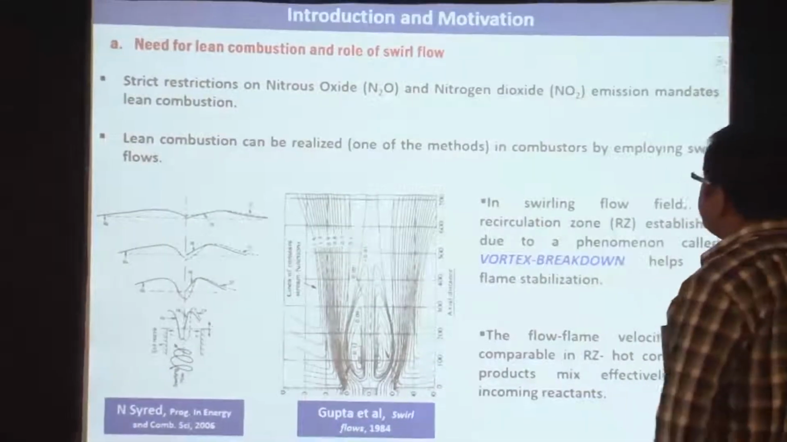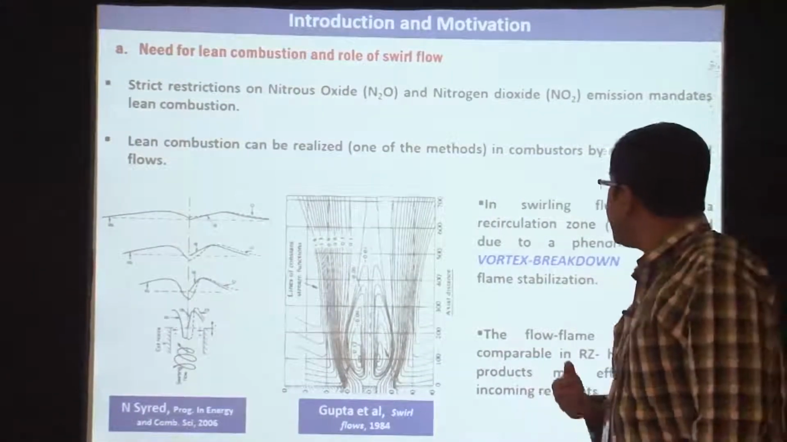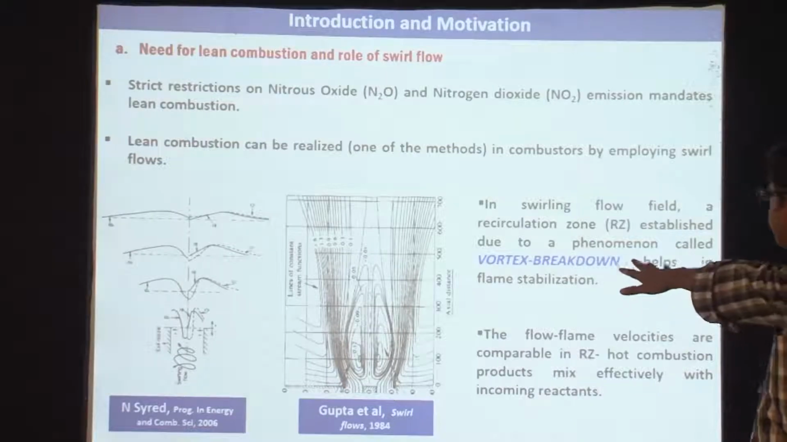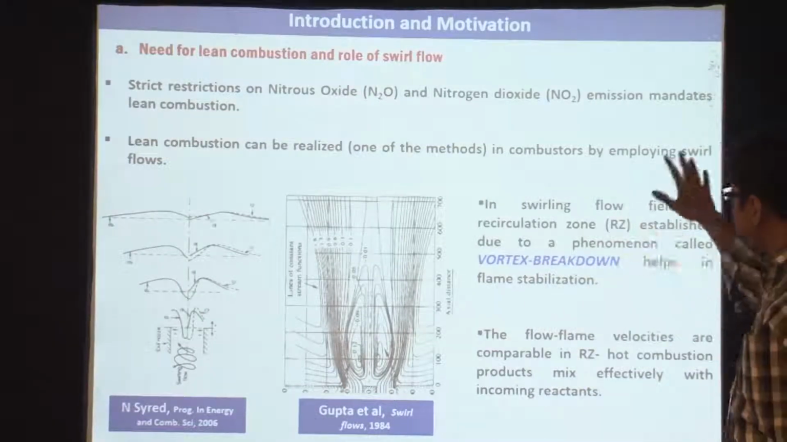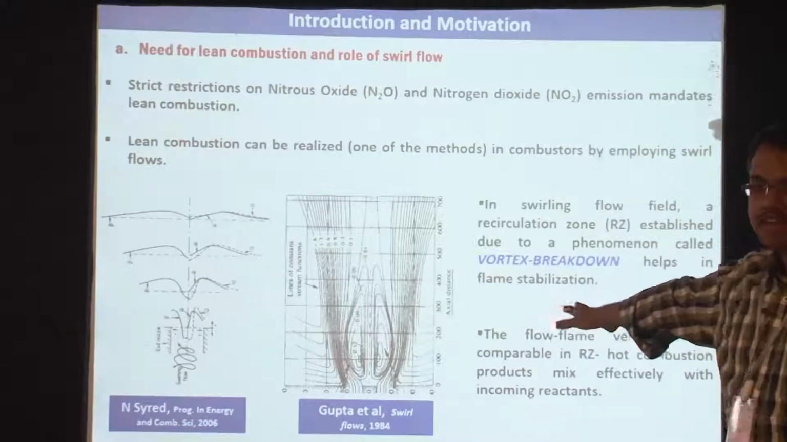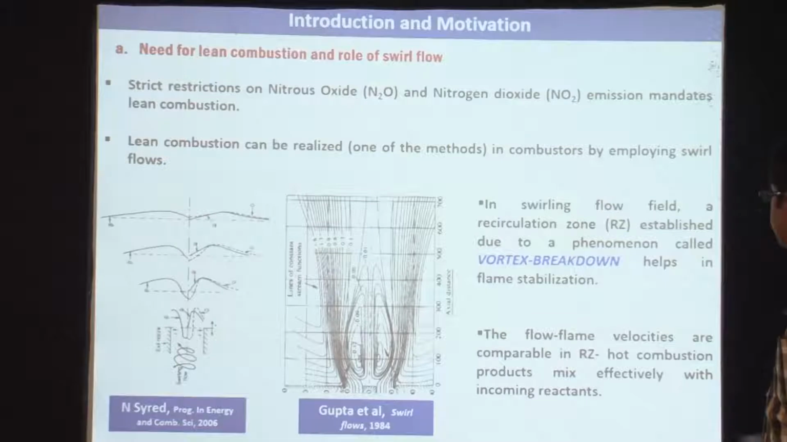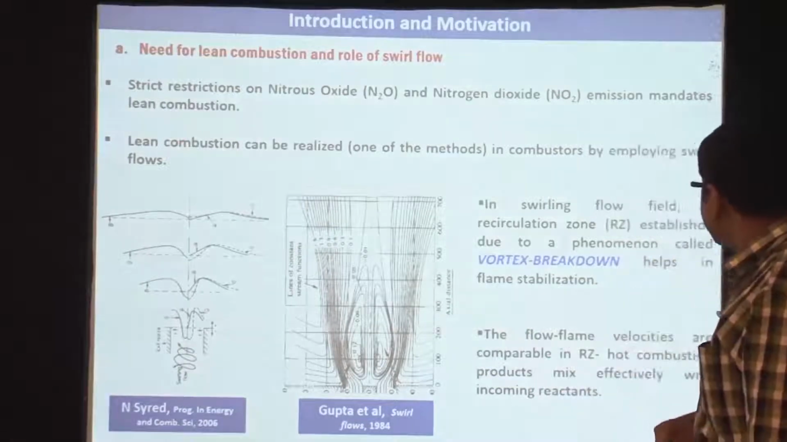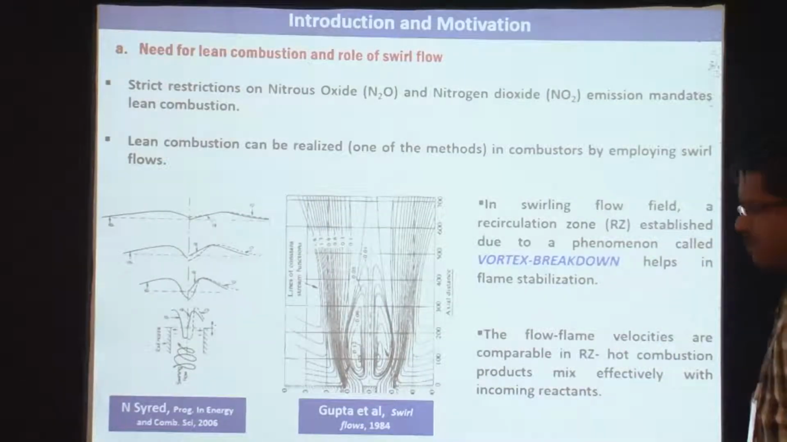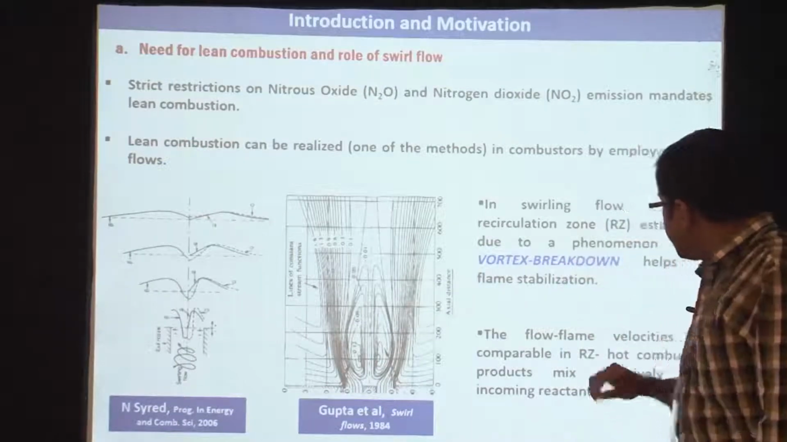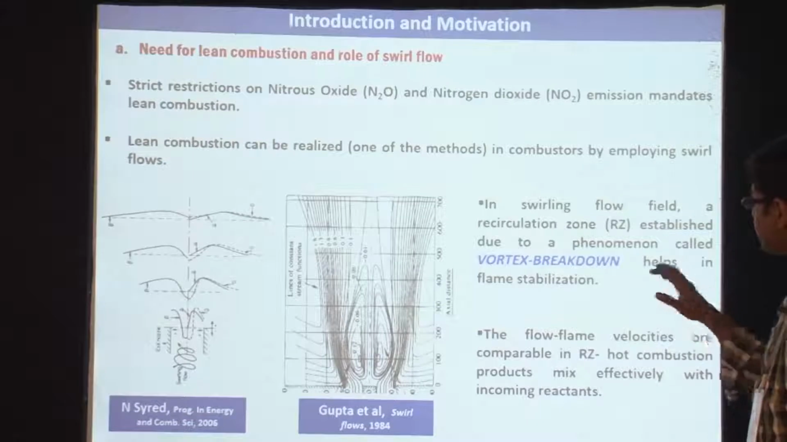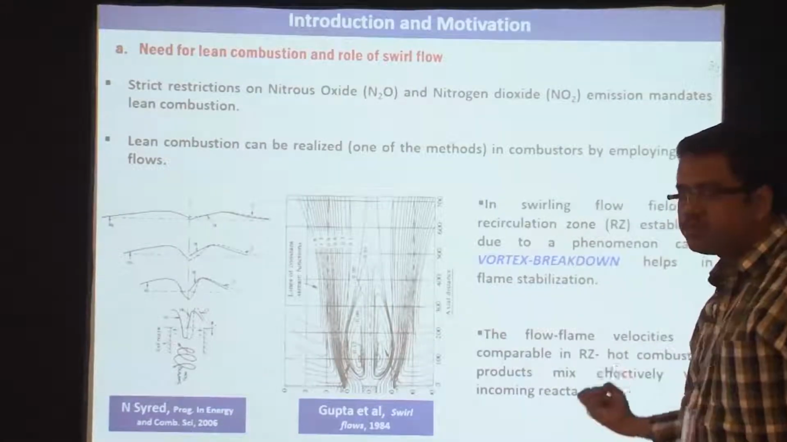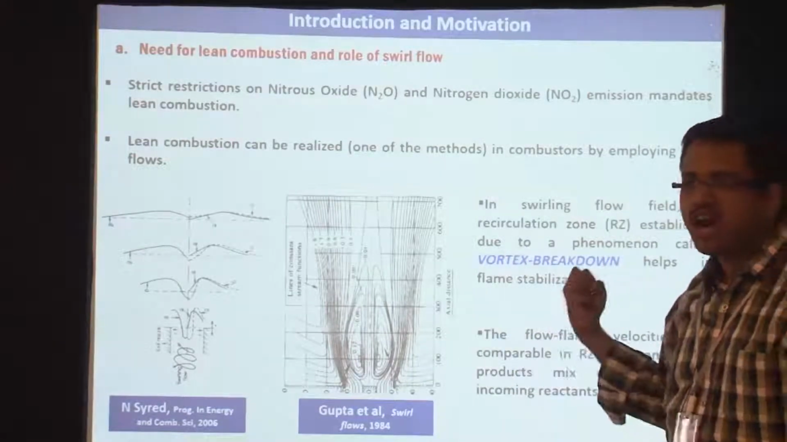We all know the need for lean combustion and the role of a swirling flow. What you have over here is what is called a vortex breakdown bubble that is created in a swirling flow. It acts as a flame stabilization mechanism because it acts as a mixing zone in which the hot combustion products mix with the incoming reactants. That is roughly the flow structure. But fortunately or unfortunately, this flow structure is subject to a lot of research and nothing conclusive; how exactly it forms and what its dynamics are is very hard to nail down.